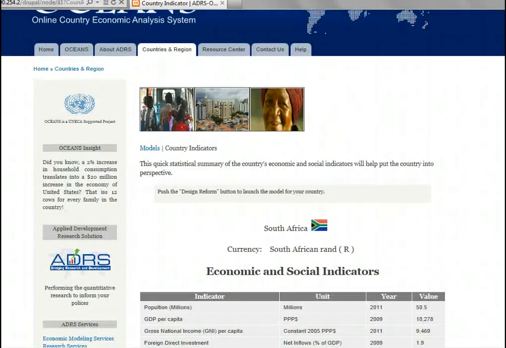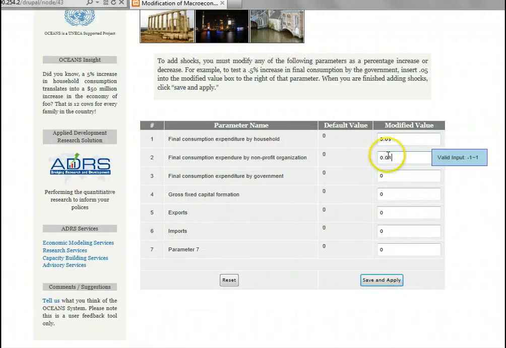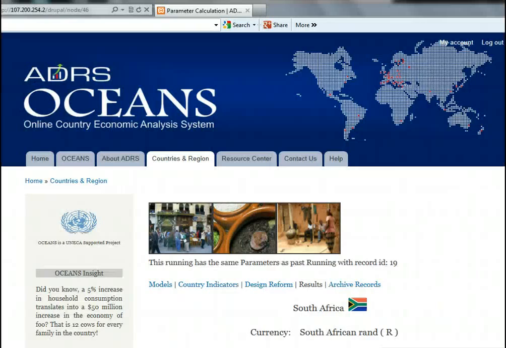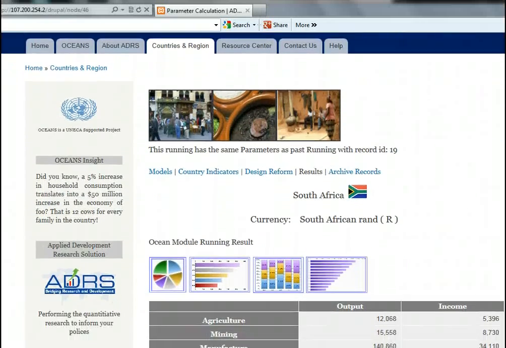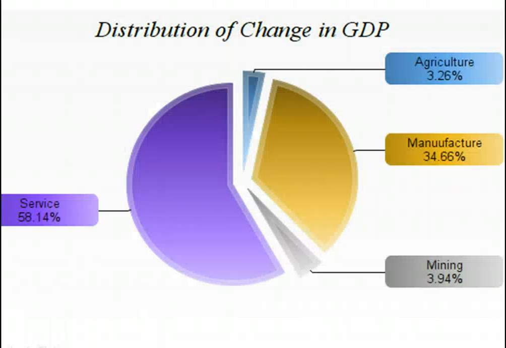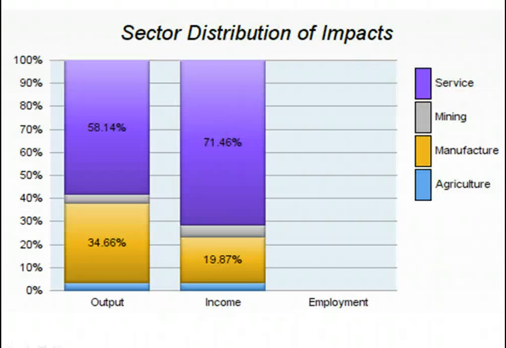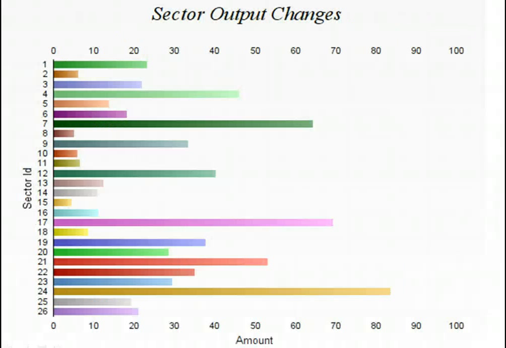To demonstrate, let's consider the possibility that the final demand for South African goods and services will grow by 3% next year. What will be the effect on the output and employment of various sectors of the economy? Where will the growth be felt the most and the least? Oceans provides estimates of the potential impacts of your policy choices on the economy and its sectors. That easily, you can see how a 3% expansion of final demand in South Africa will affect the performance of the economy and its sectors in terms of growth, employment, and income.